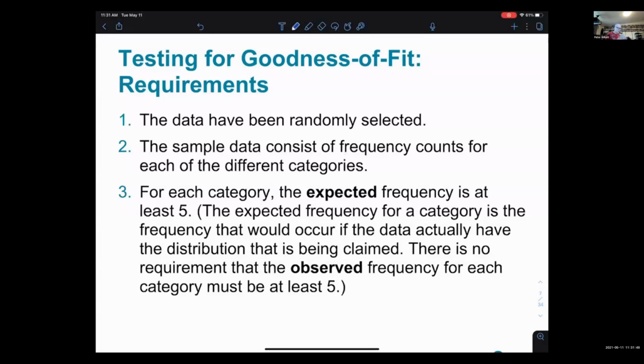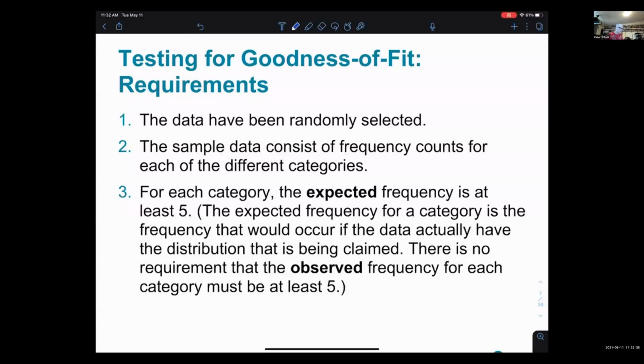The sample data consist of frequency counts for each of the different categories. That's just because in a goodness of fit test, that's the structure we're working with. So the data values themselves will be how many in this category, how many in that category. In my case, there were only 2. There could be more. There could be 10 categories. For each category, the expected frequency is at least 5. We had this happen before. We need to have at least 5 for there to be enough data values for us to make predictions to see if each category has been properly accounted for. So it says the expected frequency, not necessarily the observed frequency, but the expected frequency.